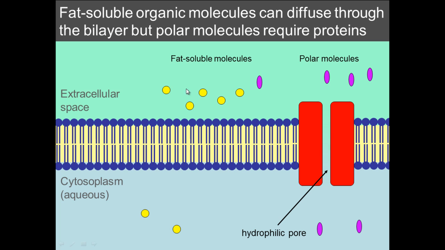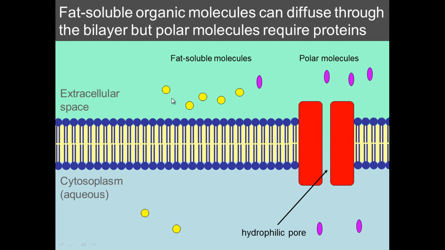You'll notice that these yellow things here, which are fat-soluble molecules, so they're able to dissolve into fats, are able to freely move across the lipid bilayer. As the lipid bilayer is made of lipids, it enables fat-soluble molecules to move across more easily. Whereas polar molecules, usually charged molecules, things like ions, require a pore, a protein channel, in order to move through, and hence you can see one moving through there.